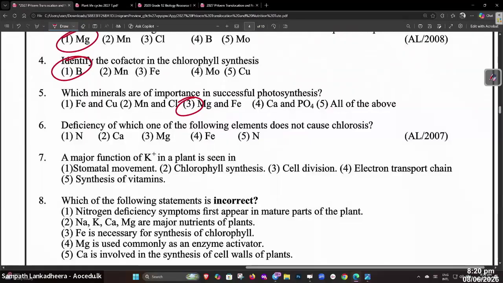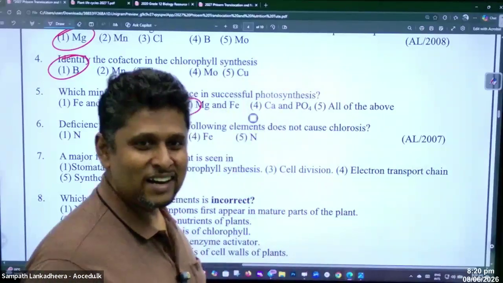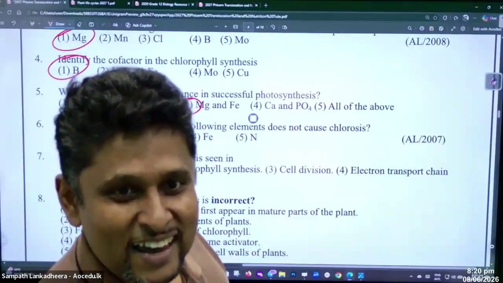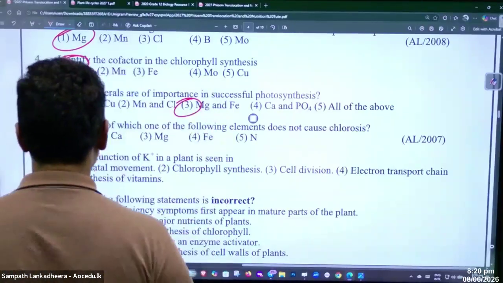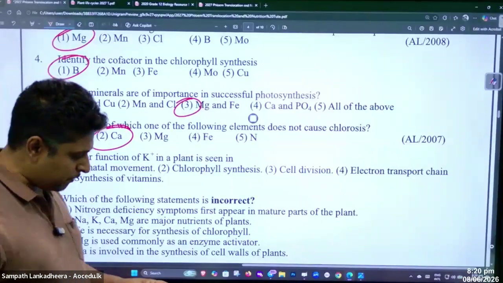Deficiency of which one of the following elements does not cause chlorosis? All right, can you find the answer for that? Which of the following is not causing chlorosis? Come on, find the answer. Correct. Anyone else to give the answer? Correct. And yes, correct, good. So we have the answer. Calcium is the answer. That's perfect.